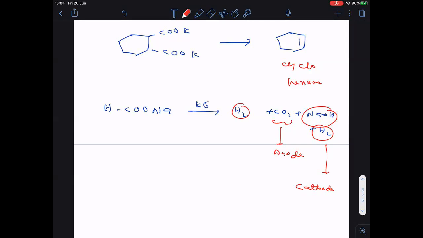Completed everyone? So this is about the coal-based electrolysis. Hope you are able to understand this one.